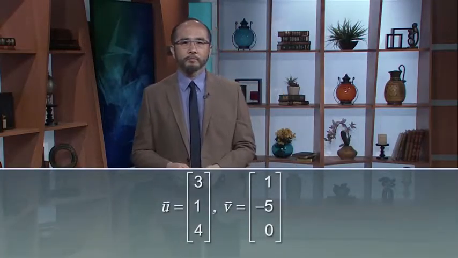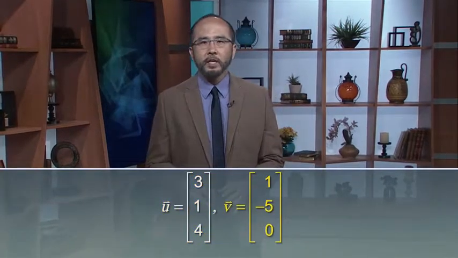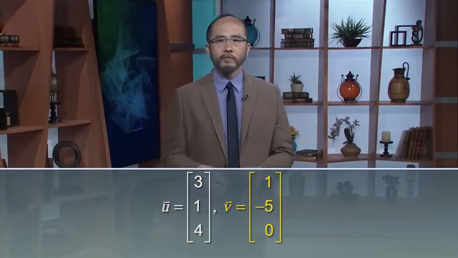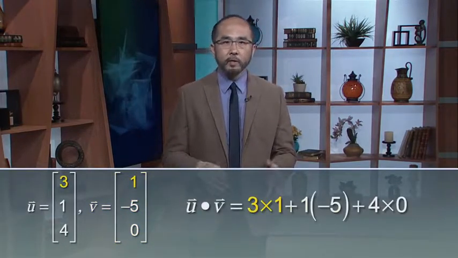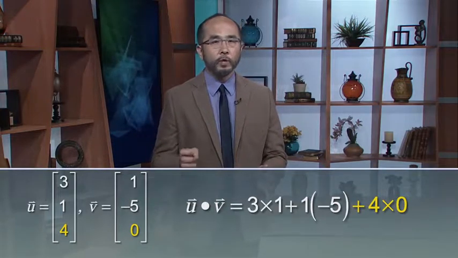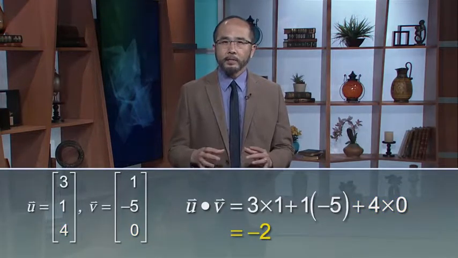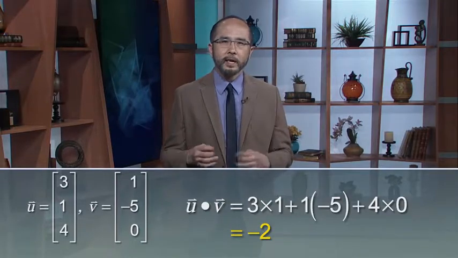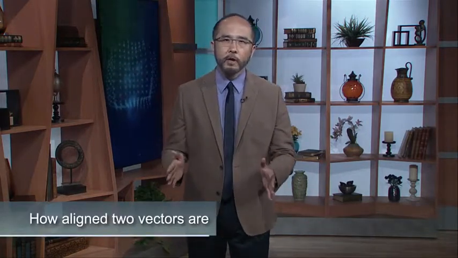Let's do an example. If u is the vector (3, 1, 4), and v is the vector (1, -5, 0), the dot product is 3 times 1 plus 1 times -5 plus 4 times 0, which is -2. Notice that the dot product takes in two vectors and spits out a number. And what does this number mean? As we shall see, the dot product measures how aligned two vectors are.